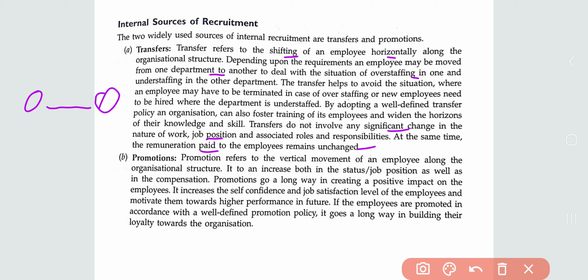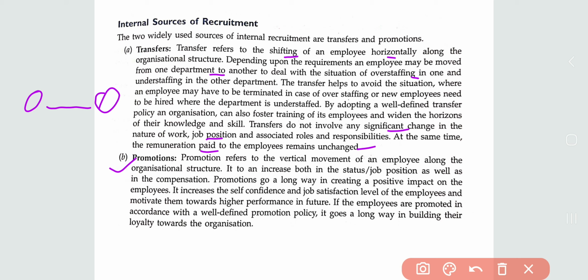You were working in one bank, in the Dibrugarh branch. Now you're shifted to the Sivsagar branch. The job is same, right? So this is about your transfer, shifting of an employee horizontally.